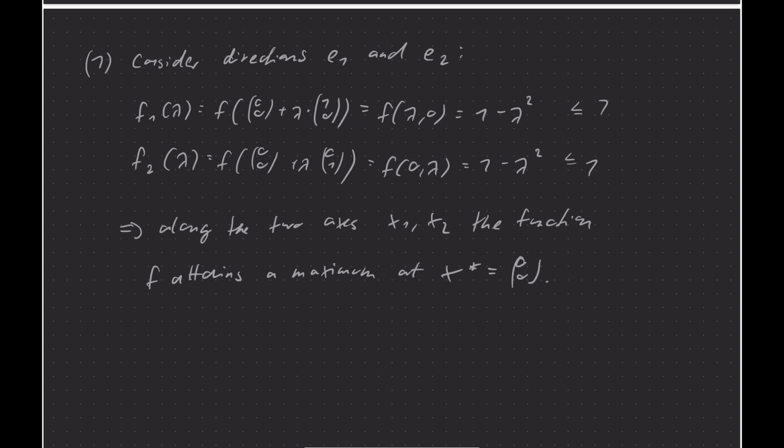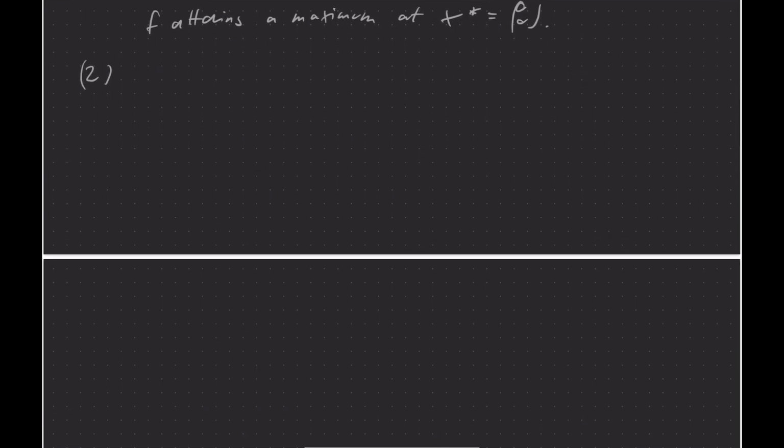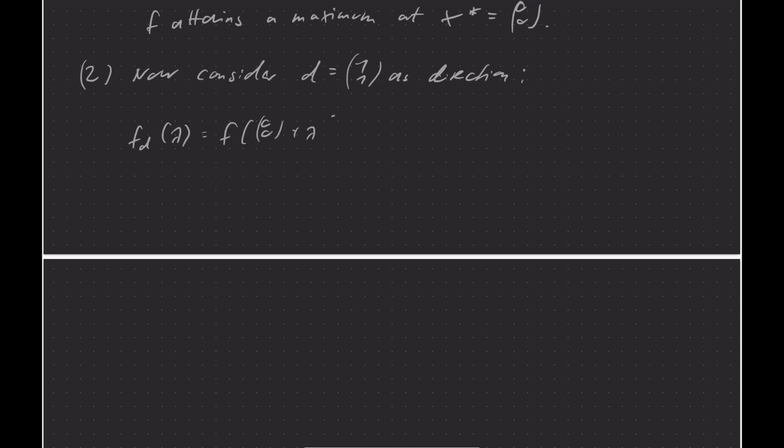Now let us try looking at some other direction for that same function. So that's part 2 of our example. We'll now consider a line that is directly in the middle of what we did so far. So now consider the direction d equals (1, 1). If we look at f_d, so the function along that line, then we get f of (0, 0) plus lambda times (1, 1), or in other words, f of (lambda, lambda).